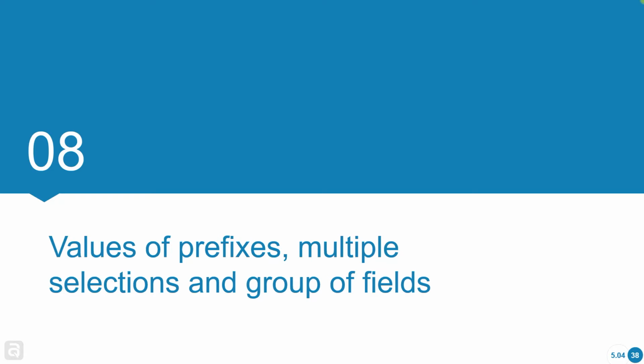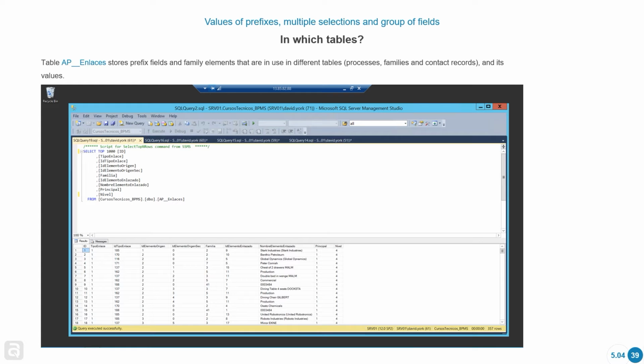Values of prefixes, multiple selections, and group of fields. Now, we already mentioned that when we go to the table panel ID, we cannot find all the information of the panel of a certain process. So we're going to have to do a few additional things.